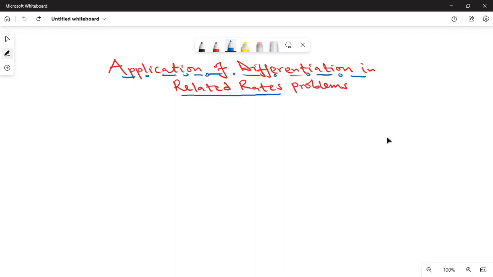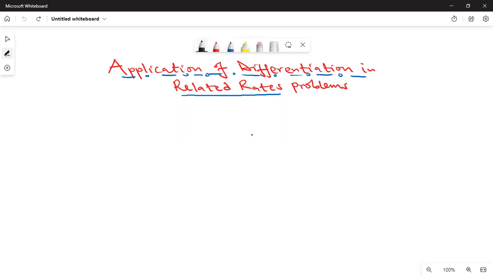Today, we are going to look at Calculus 1, and our main topic is on applications of differentiation in related rates problems. So we need to understand what we mean by related rates, and then we look at some problems in related rates.